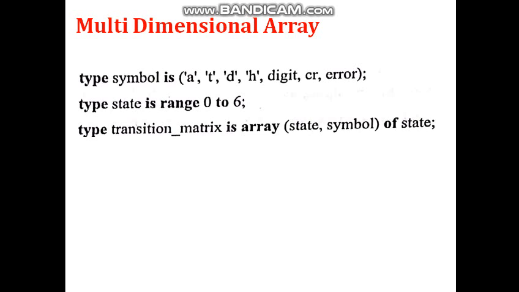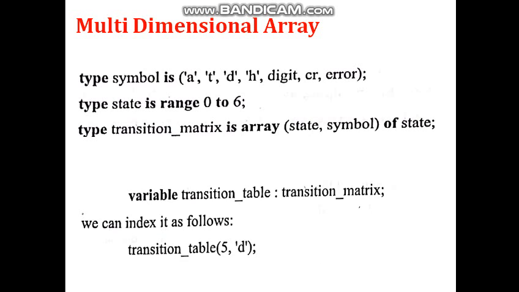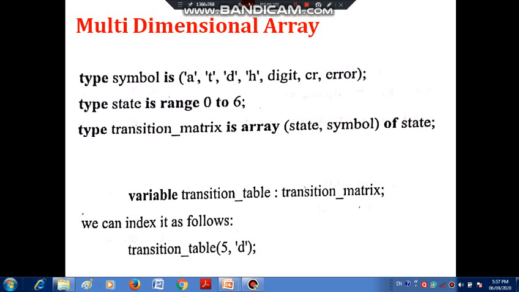An object of a multi-dimensional array type is indexed by writing a list of index values to select an element. For example, if we have a variable declared as variable transition_table: transition_matrix, we can index it as follows, transition_table(5, D). This is all about the one-dimensional array and multi-dimensional array in detail. So in the next video we will discuss some new topic. Okay, thank you very much.